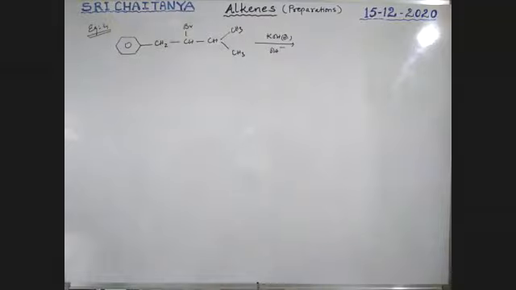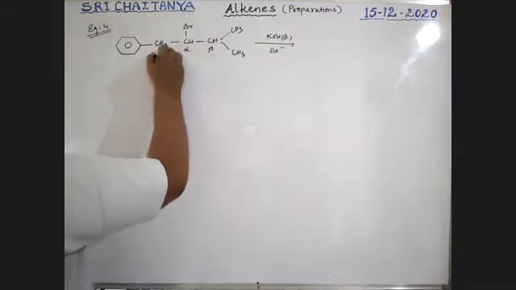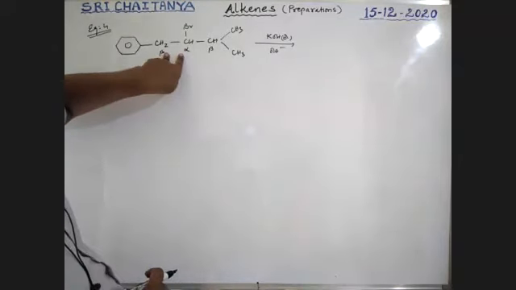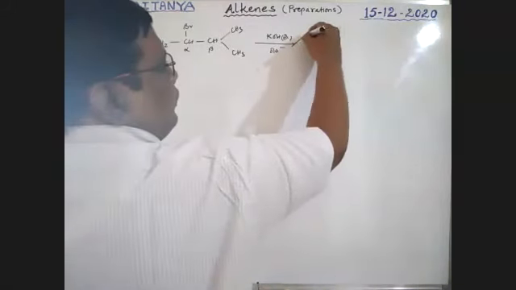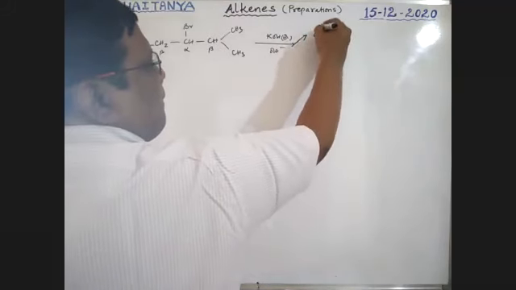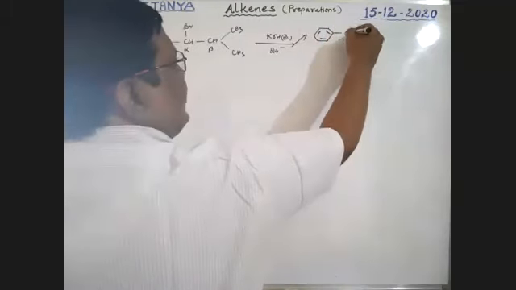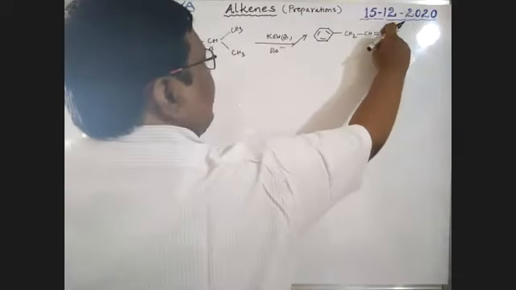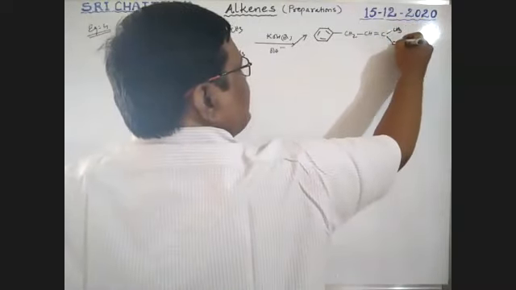Strong base, OH minus or KOH, whatever it may be. What is the possibility, boys? No doubt, it is bromine. This is alpha, this is beta, and this is beta. That means between these two or between these two, we expect a double bond. Note down these 2 points. So here, one of the products is benzene, CH2, CH double bond, CH, sorry, this hydrogen is eliminated. This is CH3, this is CH3.